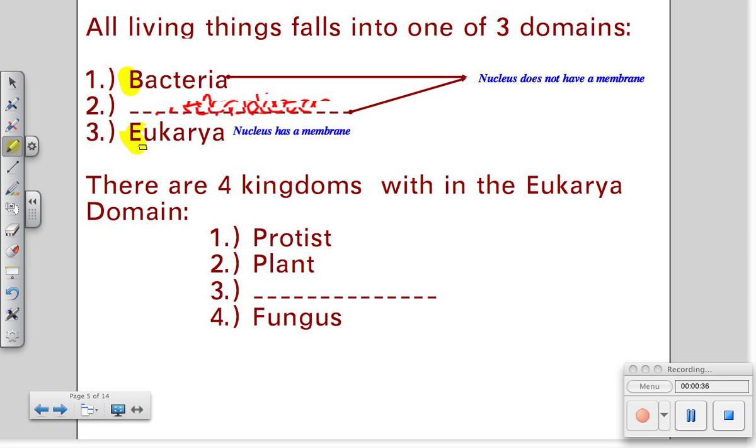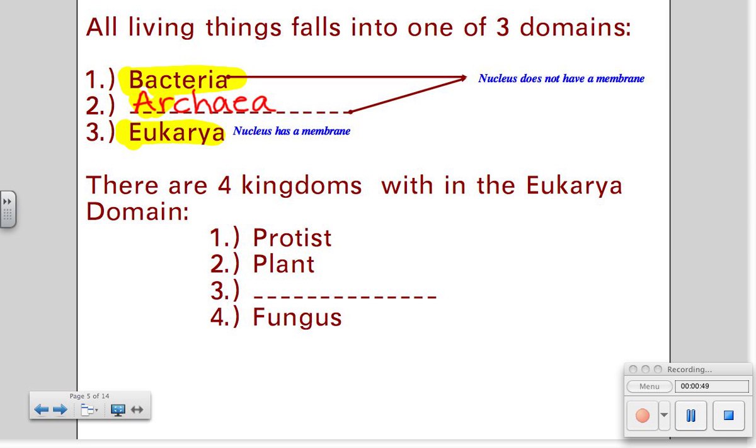So we have the Eukarya, the Archaea, and the bacteria are the three domains. Now, some of the differences between these: bacteria and Archaea are what's known as prokaryotes, meaning they do not have a nucleus. So bacteria and Archaea are known as prokaryotes.